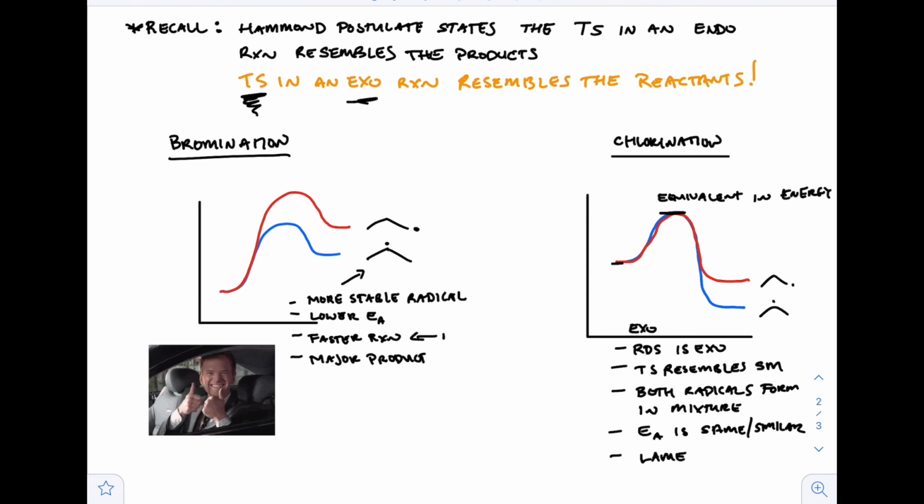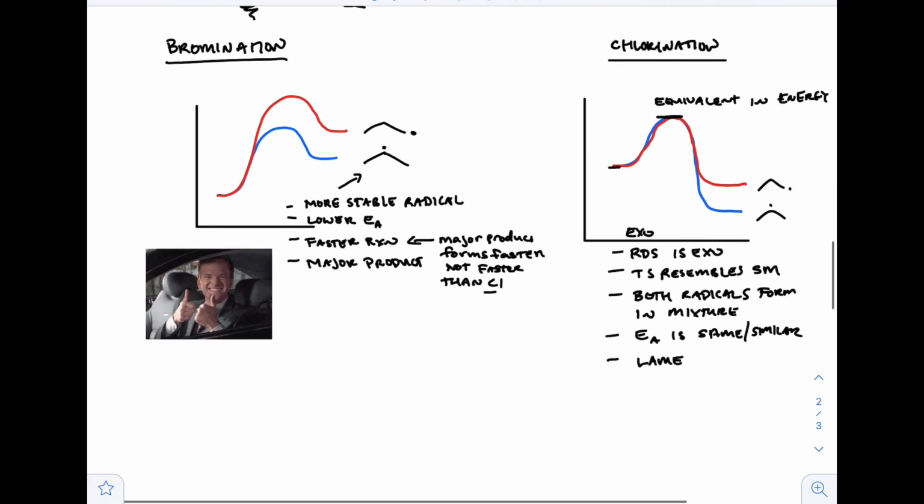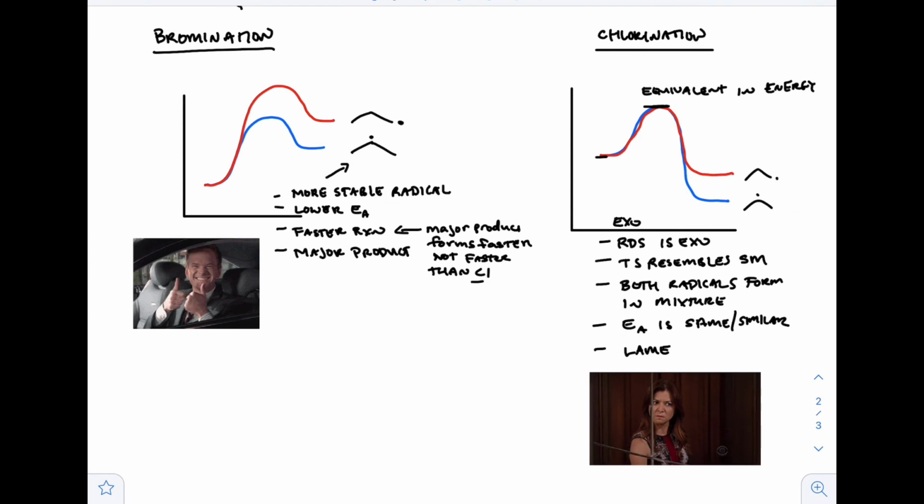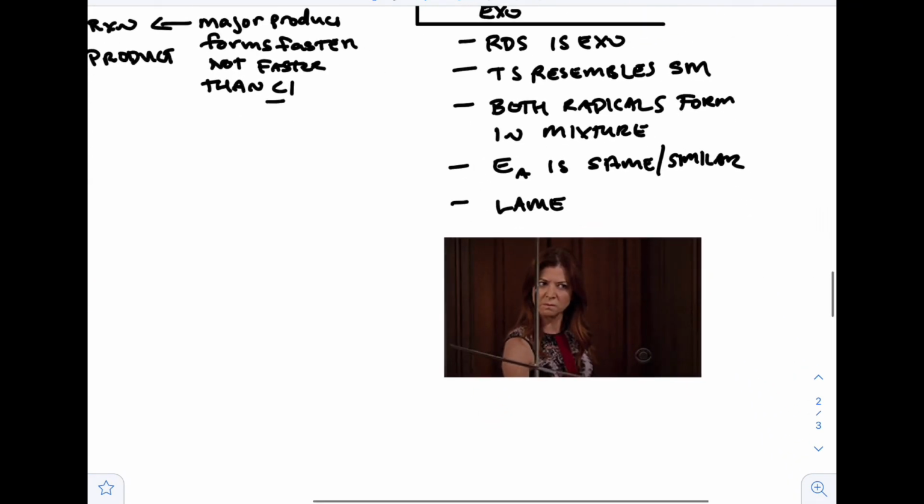Okay. Oh, I just noticed when looking at this faster reaction, I wrote faster reaction and I meant the major product forms faster than the minor product, right? And that's not faster than the chlorination, because the chlorination reaction does occur much faster.